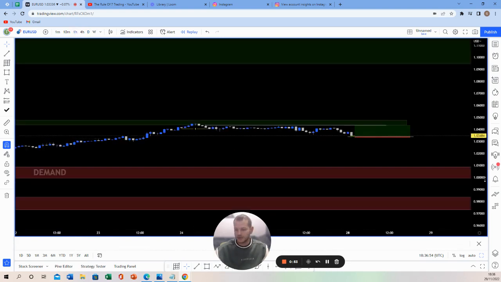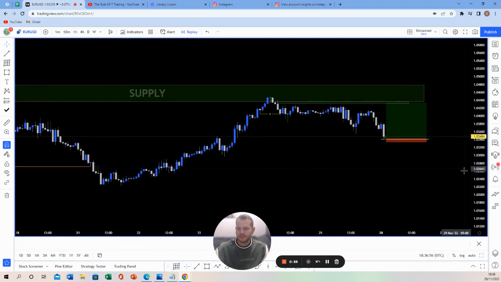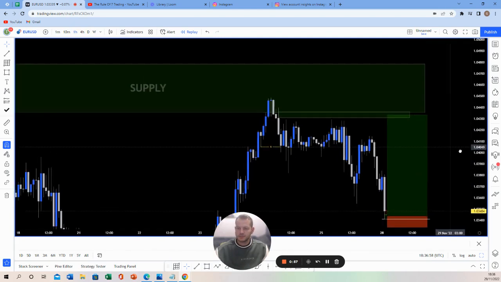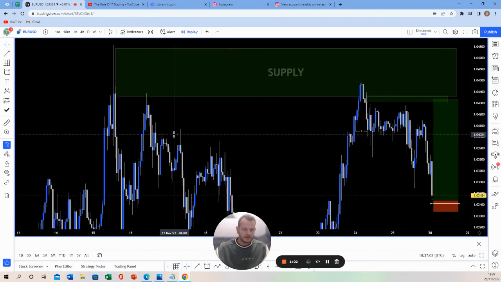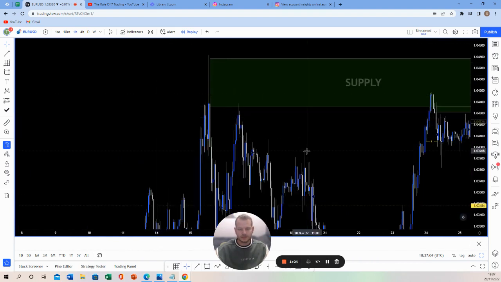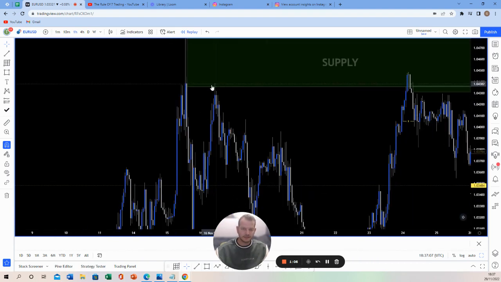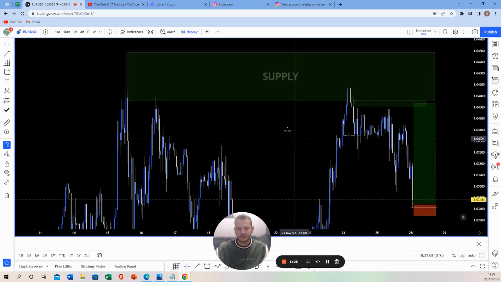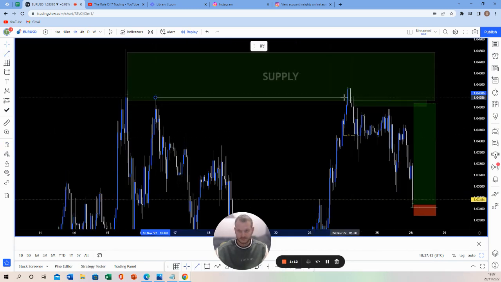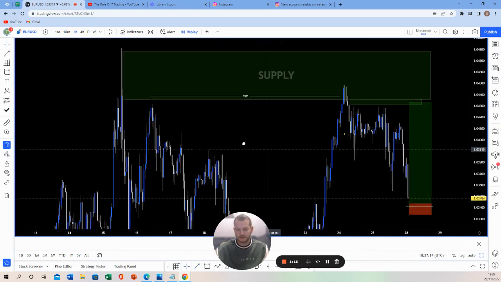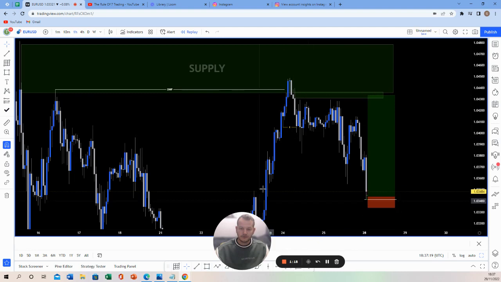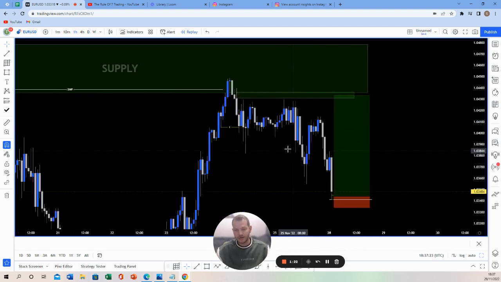So let's drop to the 1 hour. As you can see, if we look over here, we've got this massive wick, and this is barely penetrated it. So I was expecting it to basically sweep this. So we've swept this now. We've swept that wick. So we'll drop the sweep on there. And we've actually seen a CHoCH, a change of character on the 1 hour.